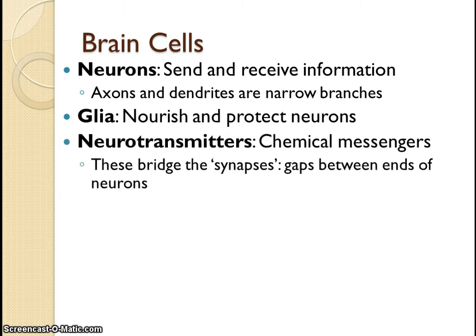Now you see these gaps between the ends of the neurons? These gaps are synapses, and the chemical messengers that bridge the gaps and communicate signals through the different parts of the brain, those chemical messengers are called neurotransmitters. So understanding neurons, axons and dendrites and neurotransmitters are really important to understanding how a healthy brain functions.